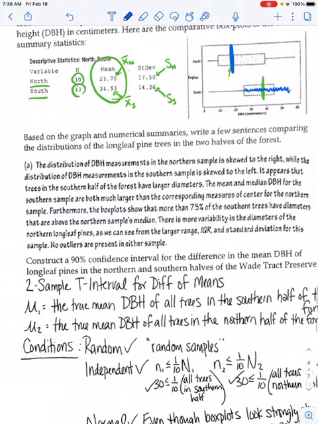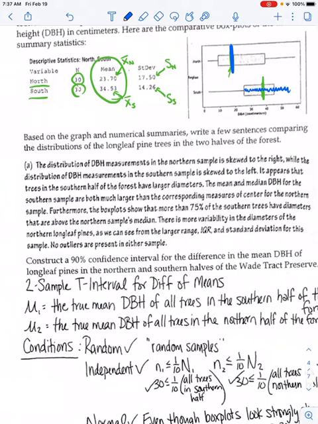But you would be fine with comparing the mean and the median to compare the centers. All right, so we've done shape, talked about skewness. We've done center, we talked about the mean and the median. And now we're going to talk about spread. There is more variability in the diameters of the northern longleaf pines, as we can see from the larger range.